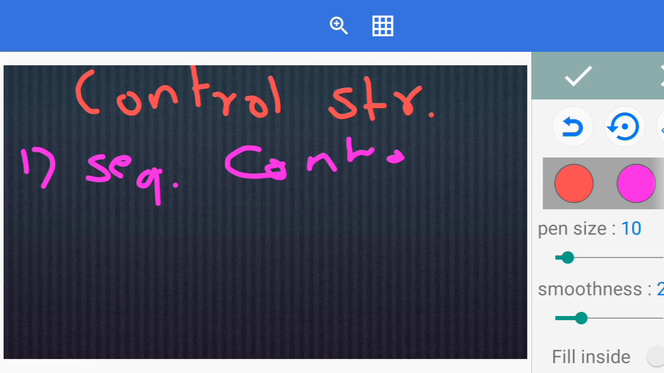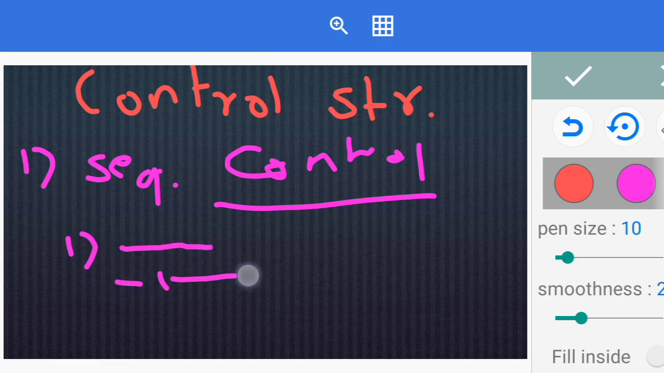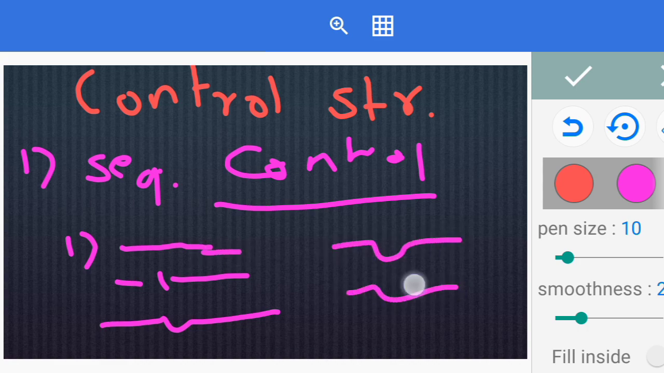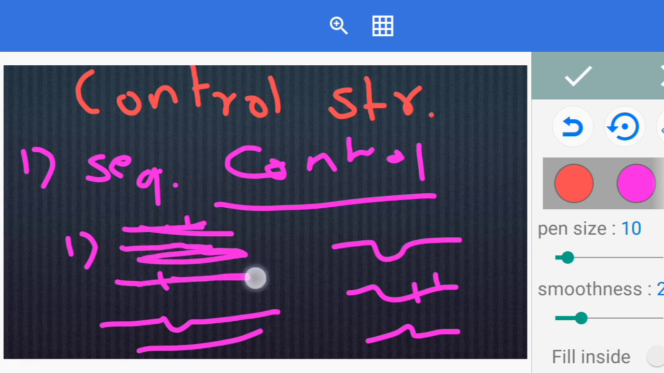Sequential control means if we write a first line, second line, third line, and then another, this is the sequential control system. Imagine our program is 5 lines and we see which line is executed first, which line is executed next and which line is executed last. This line is executed first, this line second, this line third, this line fourth. This is sequential execution in the structures.